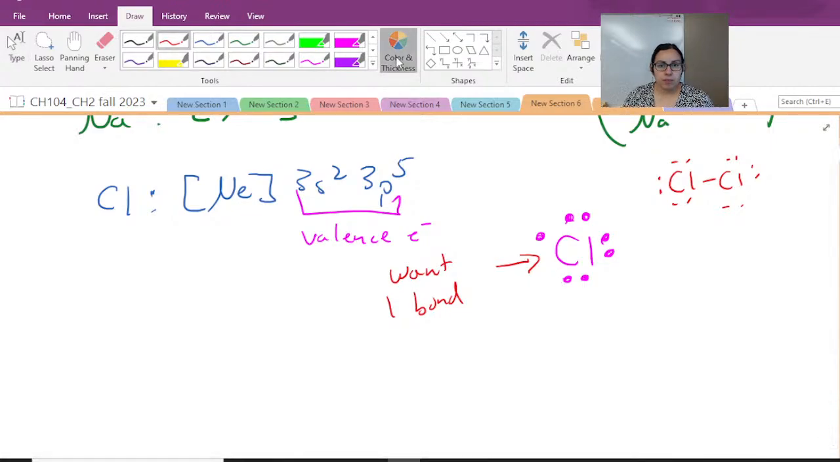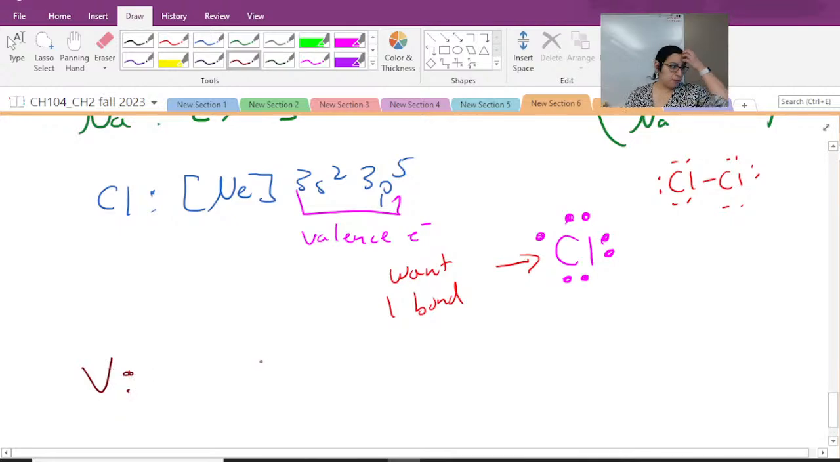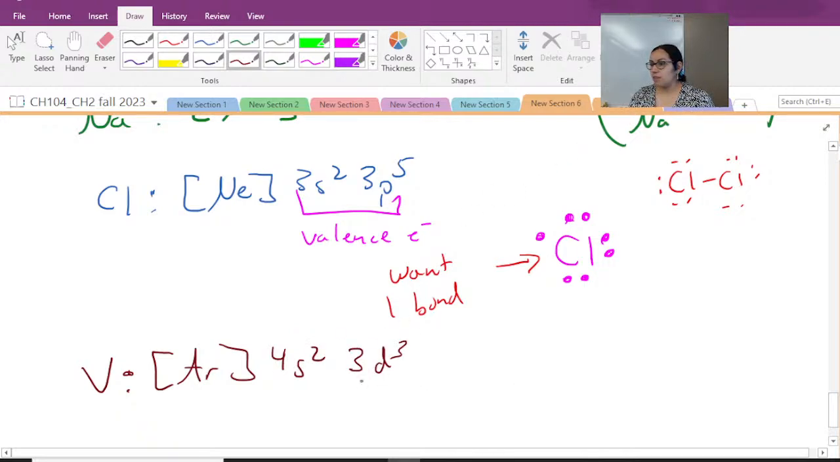So, what do we get for vanadium? The first bracket is argon, and then 4s2, and then 3d3. I'm not for sure of that. Yeah, that looks great. All right, so did everybody get this?